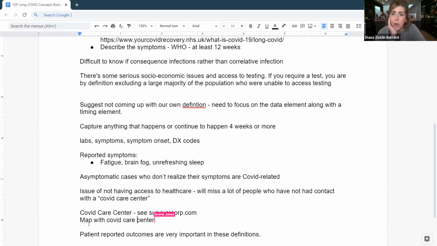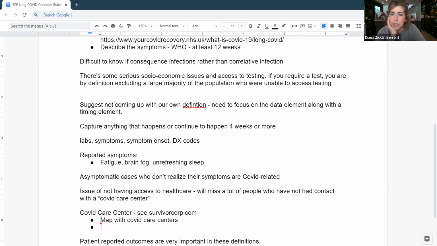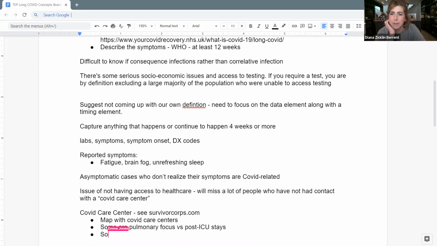Some are pulmonary focused, more geared towards post-ICU patients. Others are a more fully integrated system, but there's no oversight right now. There's no regulation, so there's nothing to keep anyone from putting out a shingle that calls themselves a post-COVID care center, which is one of the reasons why we need standards for these centers. A lot of those that are built on apps and telemedicine are generally there just to generate data, not really help the patient.